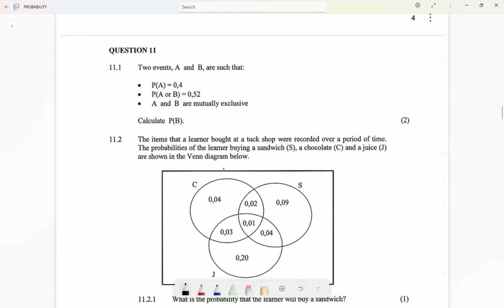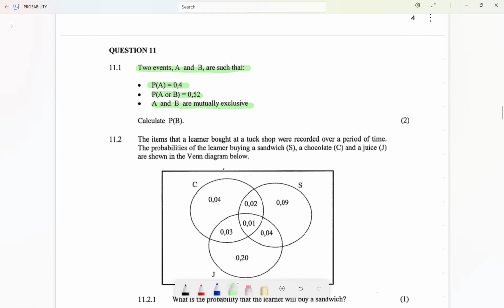Let's look at question 11 for the May, June 2024 question paper. It tells me that two events, A and B, are such that the probability of A is 0,4, the probability of A or B is 0,52, and A and B are mutually exclusive.